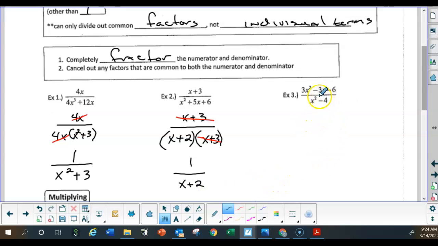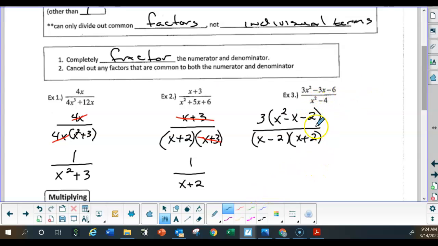Let's look at example number 3. Example number 3, now we need to factor in the numerator, but we still got to follow our rule. Our first rule is to take out the GCF. That's going to be 3. That leaves me with x squared minus x minus 2. Now the denominator is a perfect square binomial, so let's go ahead and factor that. So it's x minus 2 times x plus 2. Negative 2 times 2 gives us our negative 4.